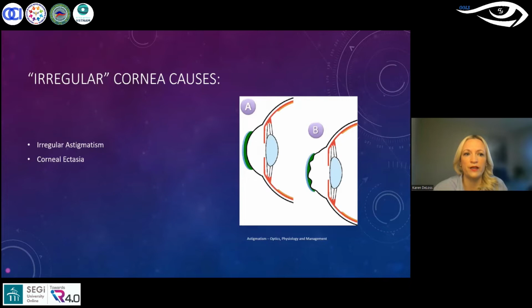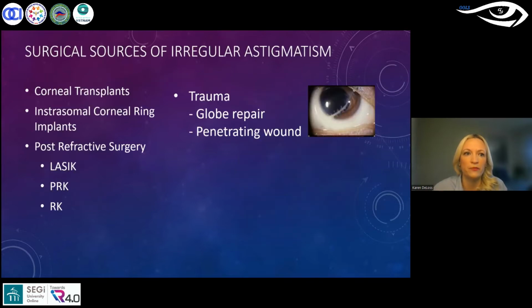It can be irregular astigmatism, corneal ectasia. It can result from a corneal transplant and corneal dystrophies, as well as ocular surface disorders. So we tend to think of corneal ectasia as being irregular, but really all of these can be causes of irregular corneas as well. Irregular astigmatism can also come from corneal transplants, Intacs after surgery, and trauma, such as a globe repair, which is the picture here, or a penetrating wound, which is the picture on the right.